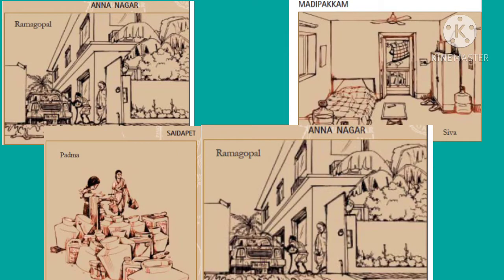Students, here you can see different pictures of different parts of Chennai. As Amu and Kumar travel through Chennai in a bus, as they go round the city, they observe the water facilities available in different parts of Chennai. In the first picture, in the house of Ram Gopal in Annanagar, you can see one scene of water supply. In Sairipath with Padma, the scene is totally different. Then in Madpakkam, in Siva's home, the scene is totally different. Then in Mailapur, in the home of Subramanyam, the scene is totally different. So let's see what it is.